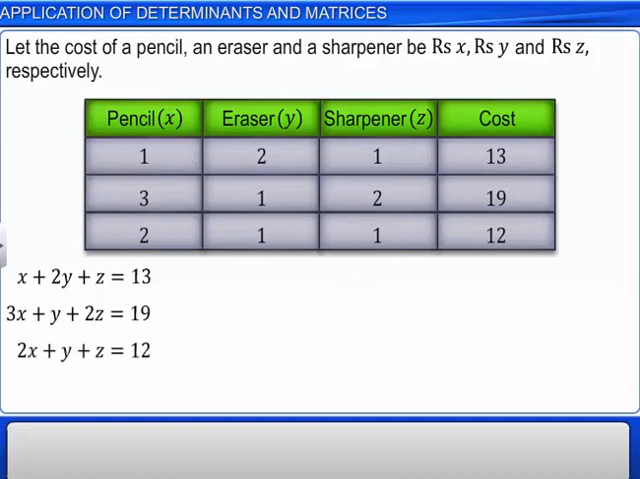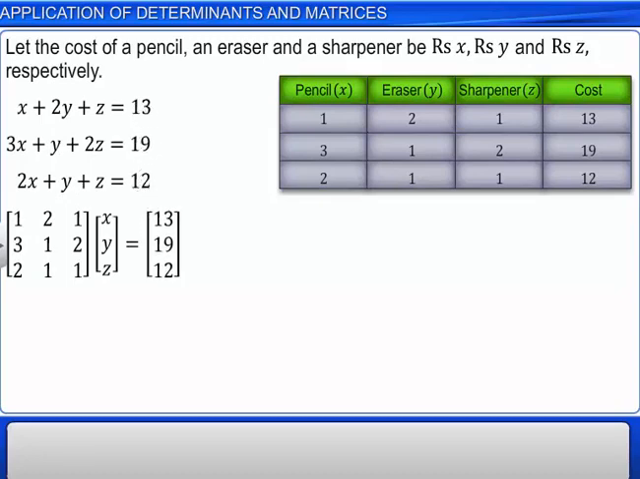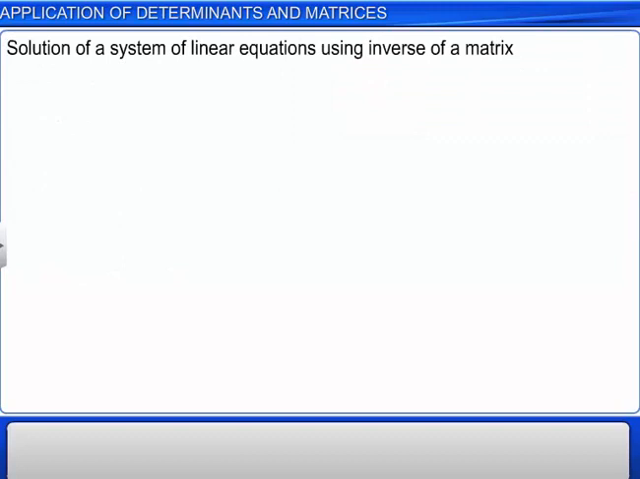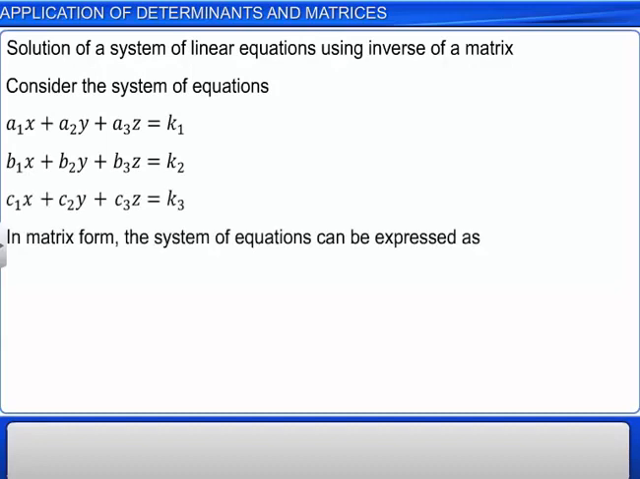Rearranging the equations in a matrix form, we get the equation as shown. Let's now learn to solve such systems of linear equations using the inverse of the coefficient matrix. Consider the system of linear equations in 3 variables as shown. In matrix form, this system of equations can be expressed as shown here.